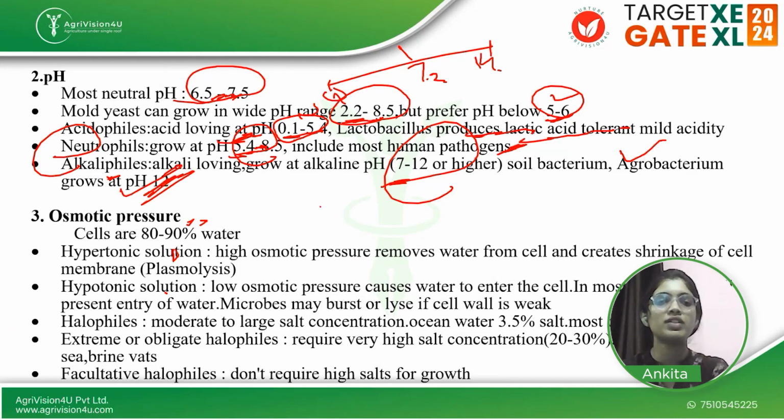Now, the third condition over here is the osmotic pressure. In the case of osmotic pressure, your cells are basically 80 to 90% water. Now, there are two types of solution. One will be your hypertonic, another will be your hypotonic.